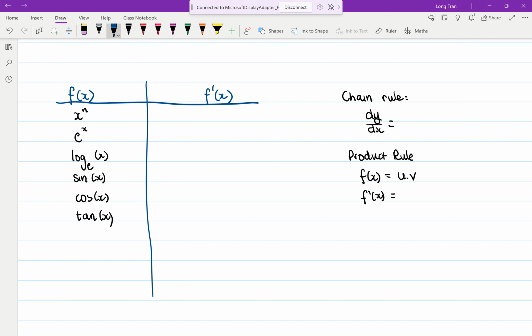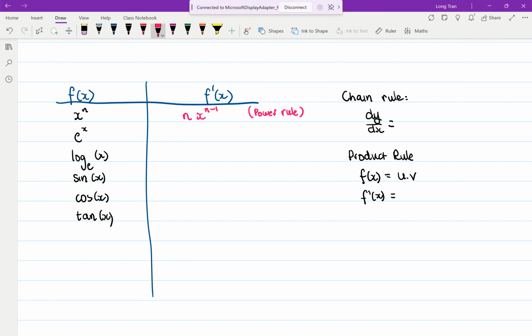Looking at your notes, can I please have... Let's go Ryan. Let's start off from right and left. nx to the power of n minus 1. Very good. This would be simply whatever the power is, so n multiplied to x to the power of n minus 1. So that is the power rule.